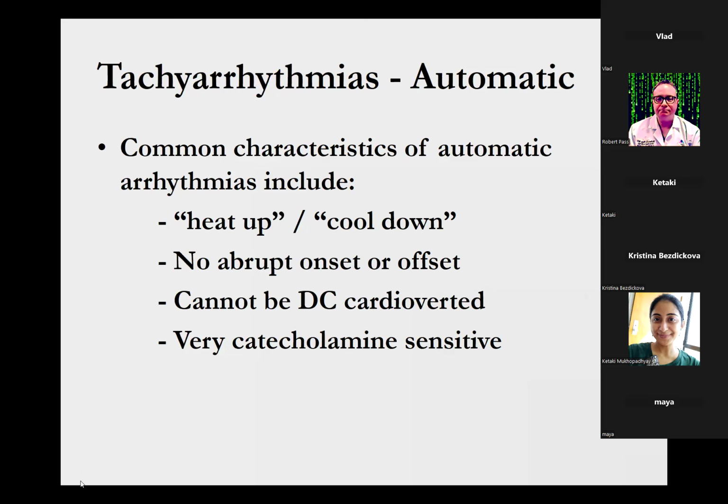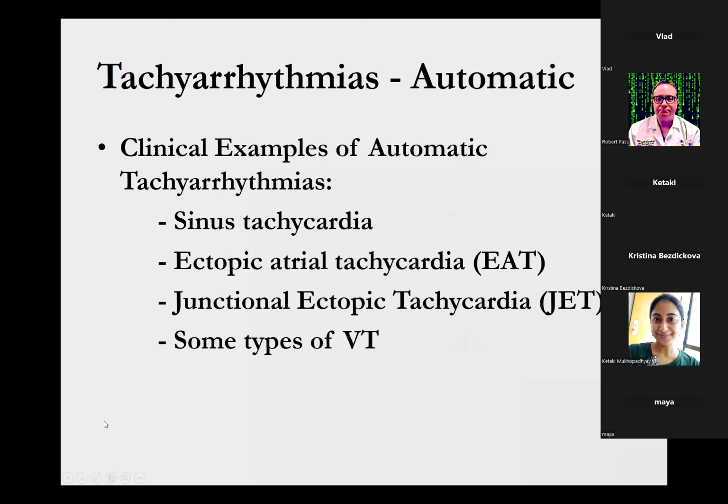And so when we think about clinical examples of automatic tachyarrhythmias, the most common is, of course, sinus tachycardia. The sinus node pretty much does all the things I just described: slow onset and offset, cannot be cardioverted out of sinus rhythm, is very sensitive to adrenergic tone. But when we think of arrhythmias, probably the 3 most common are ectopic atrial tachycardia, junctional ectopic tachycardia or JET, which we often see or sometimes see following certain types of congenital heart surgery, and then some forms of ventricular tachycardia.